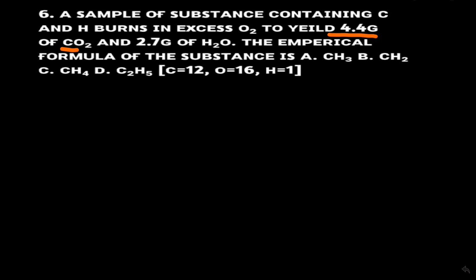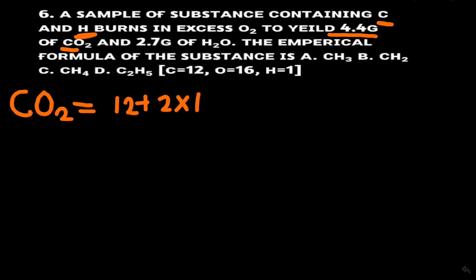The empirical formula of the substance is, note, what the substance actually contained is carbon and hydrogen. But what was yielded was CO2 and also water. So first we'll focus on the CO2. We solve for the molar mass of CO2. Its molar mass is 12 plus 2 times 16, and this would help us arrive at 44 grams per mole.